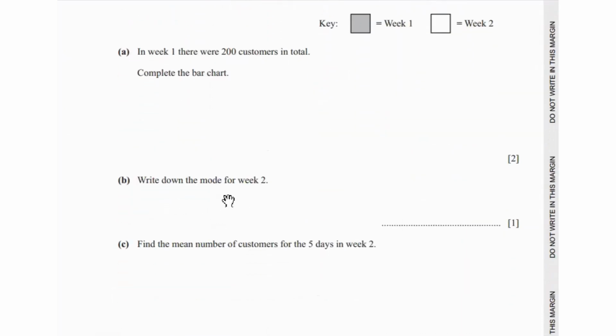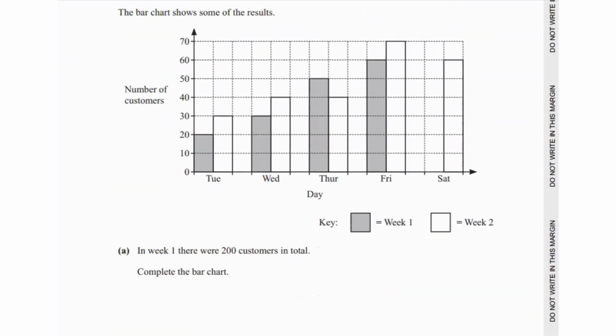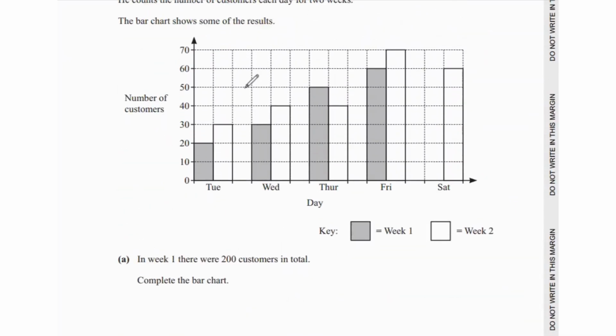Then it says write down the mode for week 2. So for the mode of week 2, on Tuesday we have 30 customers. On Wednesday we have 40. Thursday we have 40 again. Friday we have 70. And then on Saturday we have 60.